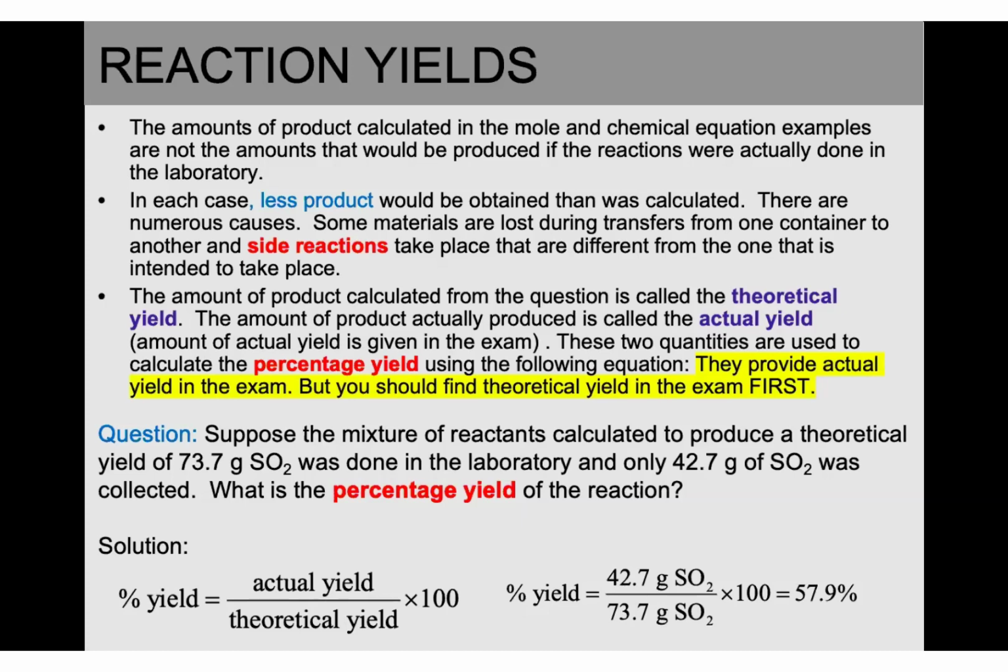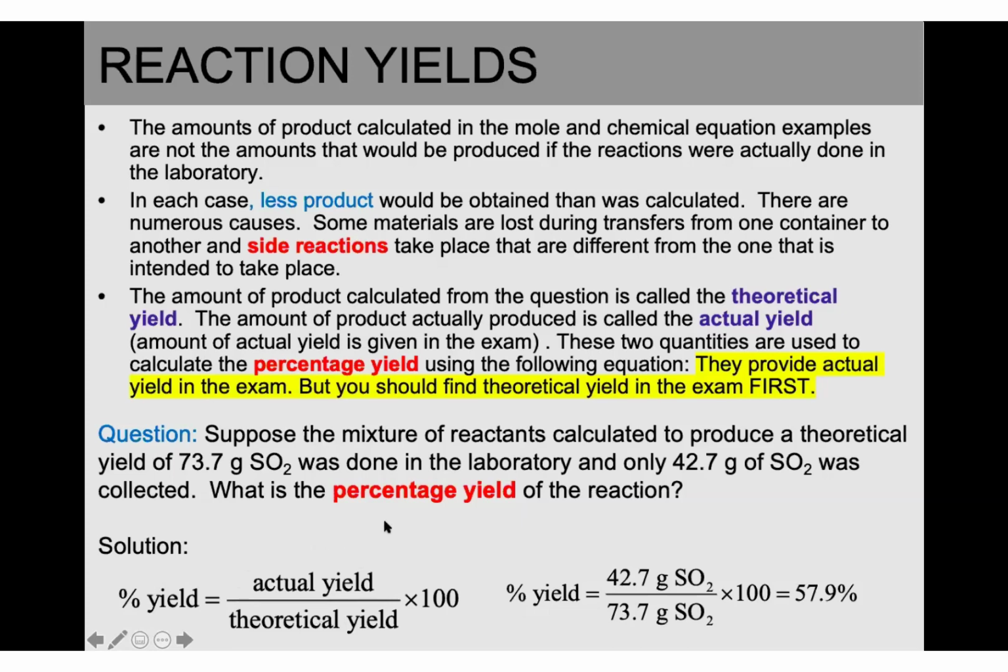Experiments always have error. So this is called actual yield. If out of the 15 that I calculated on paper, I can make only 12, so I have 12 over 15, times 100, that would be the percent yield of my experiment. Okay, so this is called a percent yield.